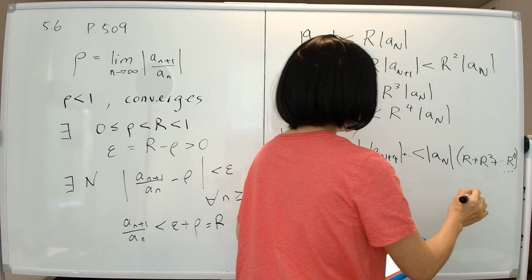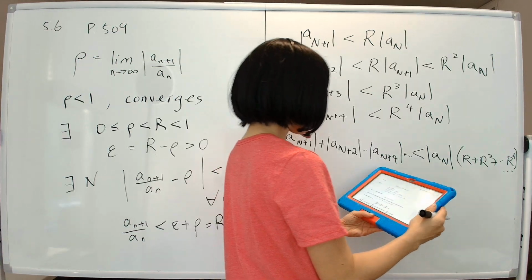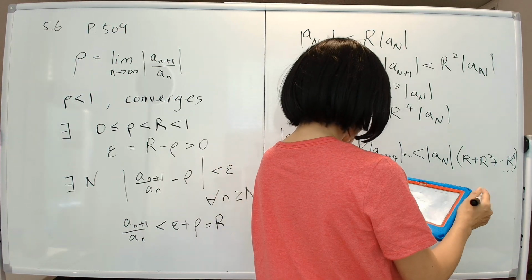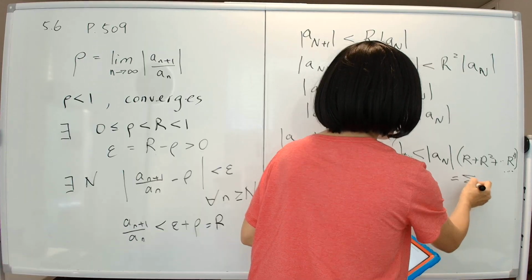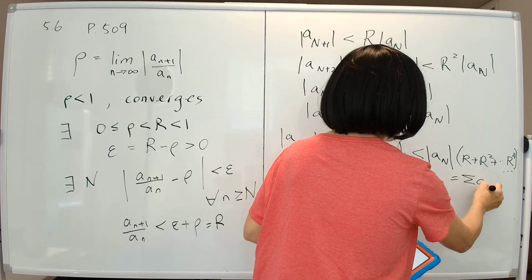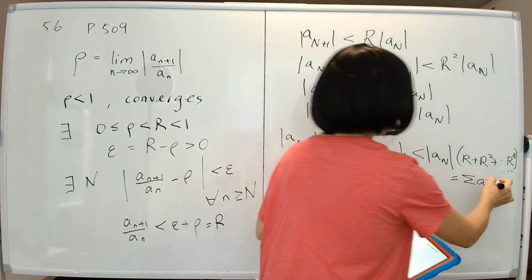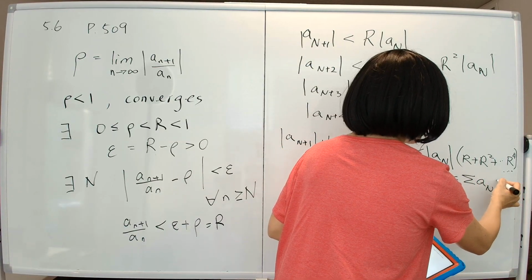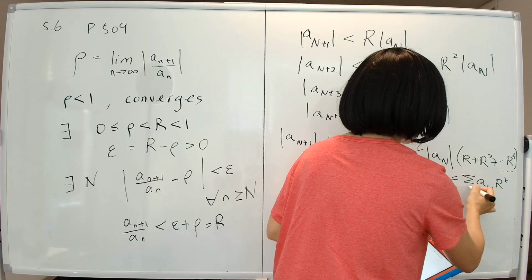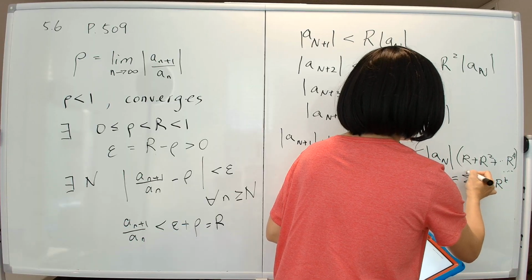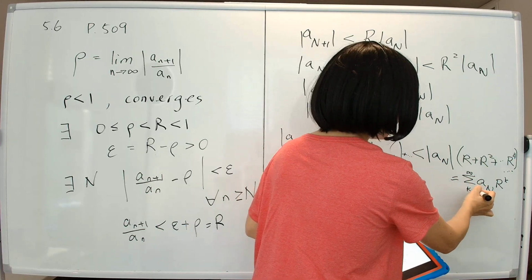What is the next thing we're going to do? Look at this thing. What is that? That's the geometric series. This is the geometric series of a_N, the common factor, and then R to the power k or something, okay, where k can go to infinity from 1. All right.